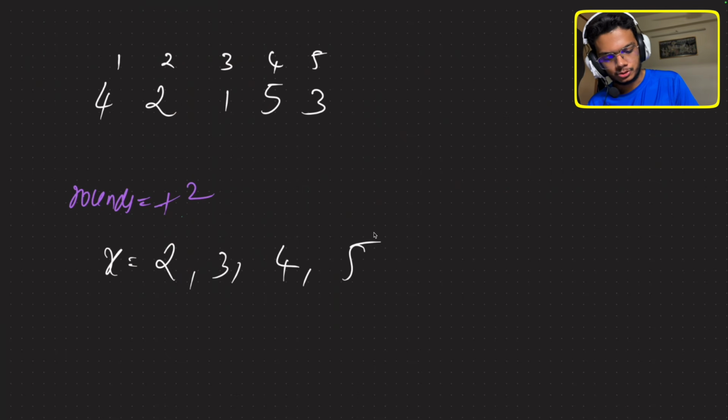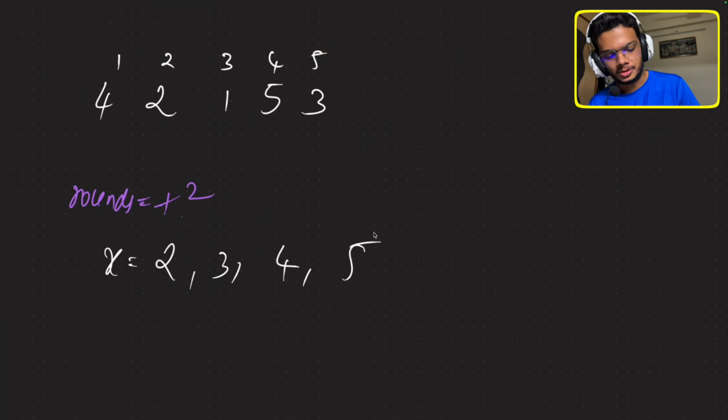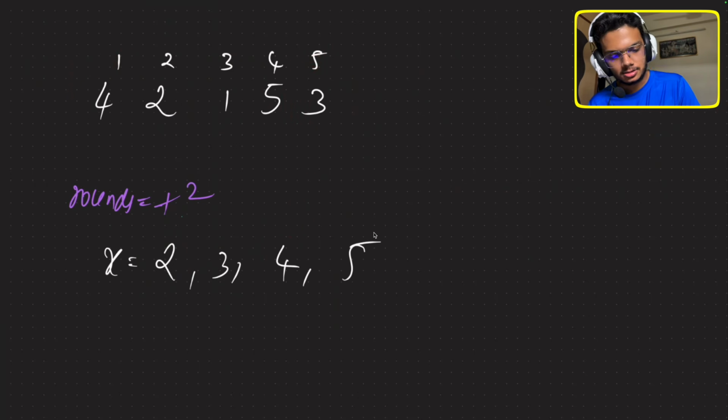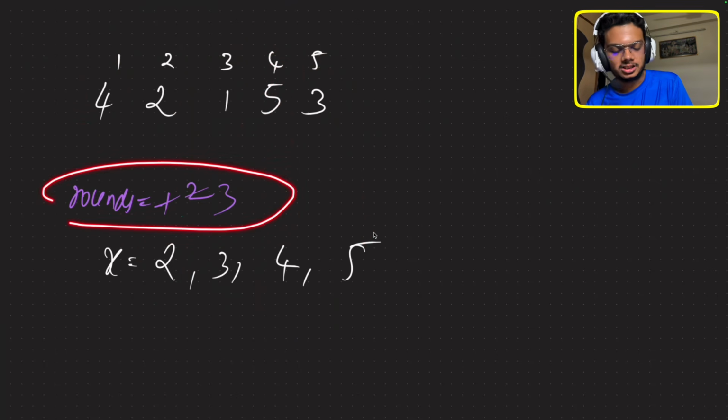Then let's go to 3. Is 3 before 2? No. So 2 and 3 will be collected in the same round. So rounds won't be incremented. Now 4. Is 4 before 3? Yes. So 4 won't be collected in the same round as 3. So yeah, increment the round. There will be 3 rounds. Then come to 5. Is 5 before 4? No. So 4 and 5 will be collected in the same round. So fine. And in the end, we can just print out 3.